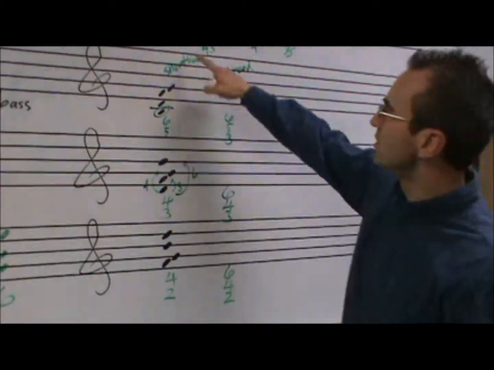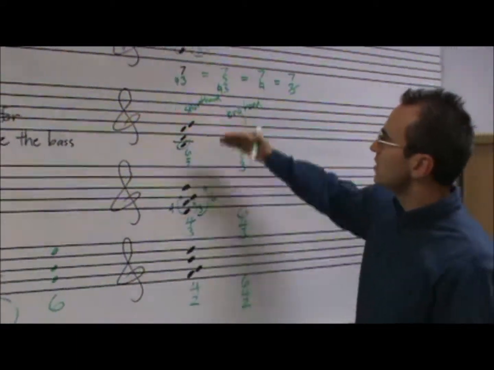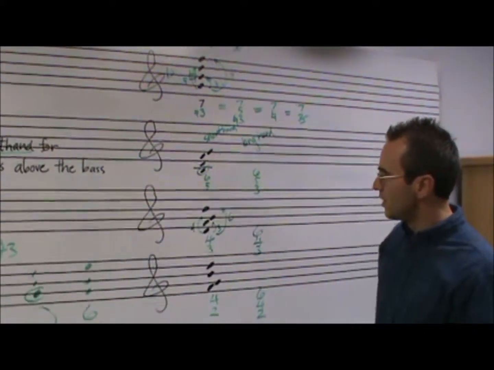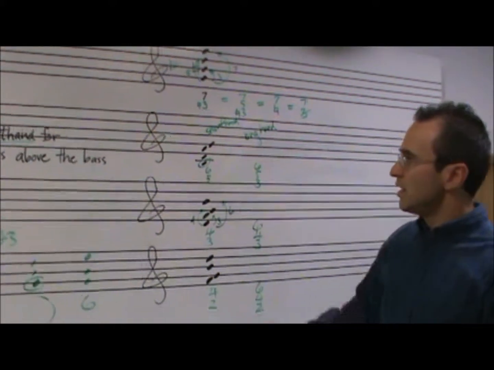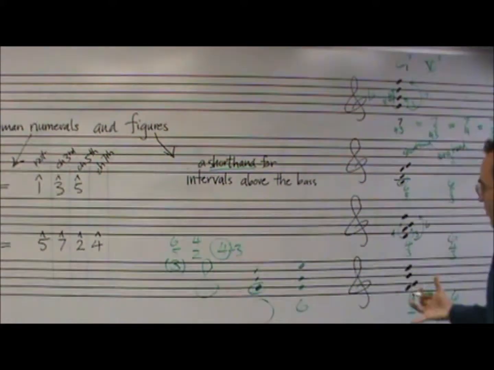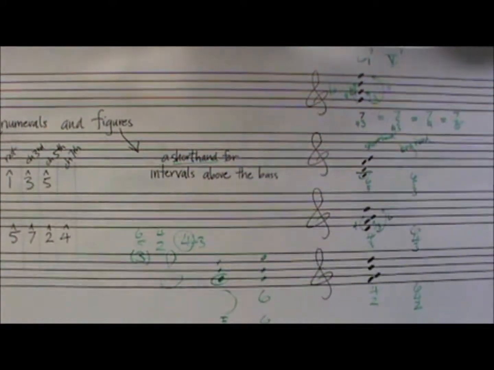Notice how it descends. 7, 6, 5, 4, 3, 4, 2. We would think of this as root position, first inversion, second inversion, and third. The main point here is, though, that figures are intervals above the bass. Not every one, but key ones, because it's a shorthand. Okay.